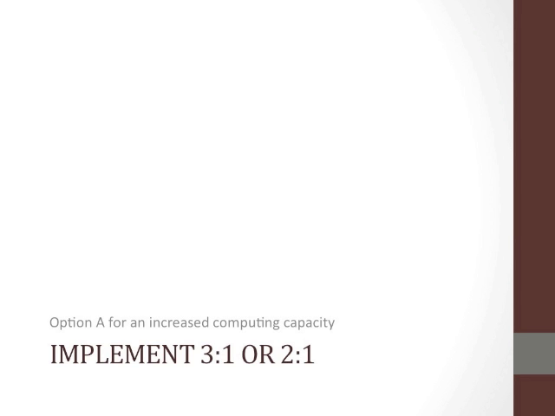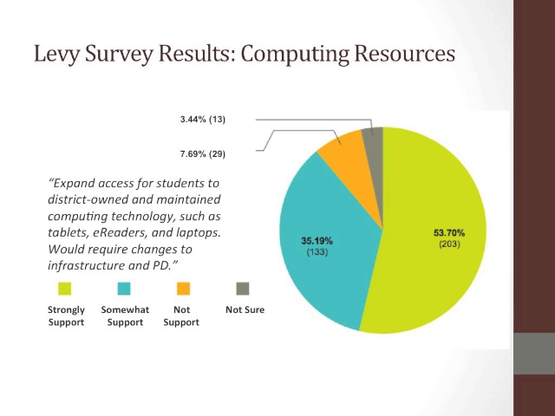So let's look at option A, which would be to increase the computing capacity by using the existing proposed budget to implement a lower cost device at a better ratio than 5-to-1. Unpacking those survey results again, you can see that the support, represented here by the green and blue sections, for expanding access for students to district-owned and maintained computing technology was a strong favorite for additional projects or increased capacity within the 2014 levy cycle.